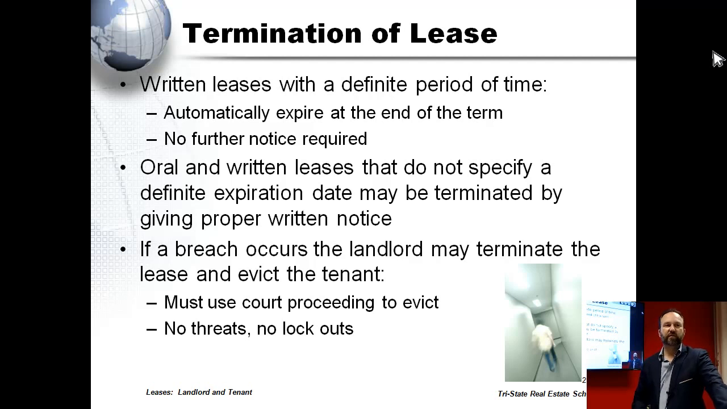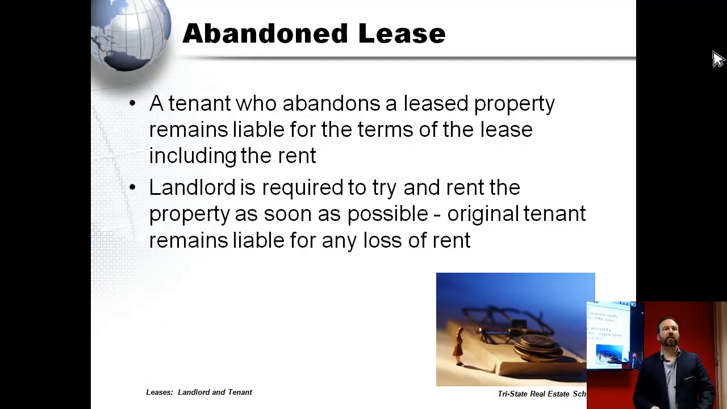If a breach occurs, the landlord may terminate the lease and evict the tenant. And this must be done through the court, through a court proceeding to evict. And we can't have any threats, or we can't lock them out. Can't threaten violence, shut off utilities, or force them out by making the property uninhabitable. Okay, so last part here.